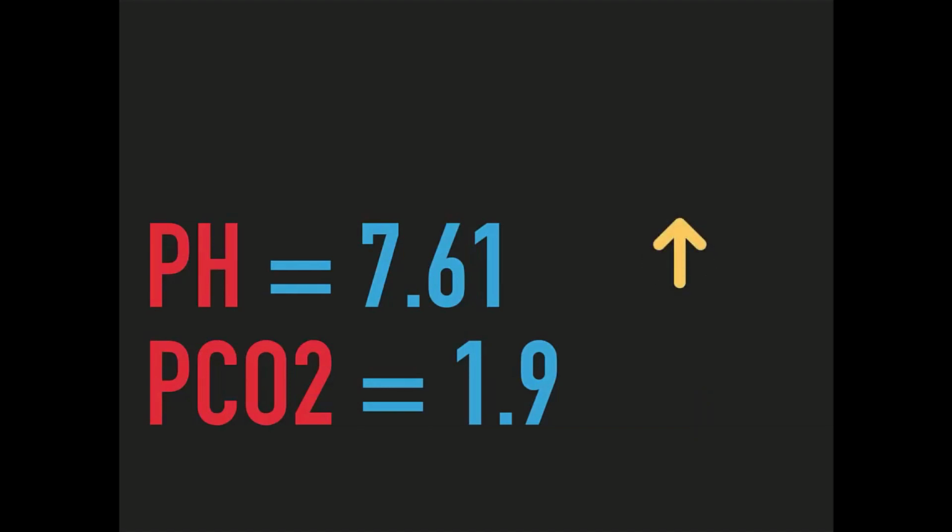Here, pH is 7.61, which is up. PCO2 is 1.9, which is down. Here, the arrows are moving in opposite directions. Finally, back to the ROME method, respiratory opposite. I know this is a respiratory issue. With a pH of 7.61, I also know it's alkalotic, so this is a respiratory alkalosis.